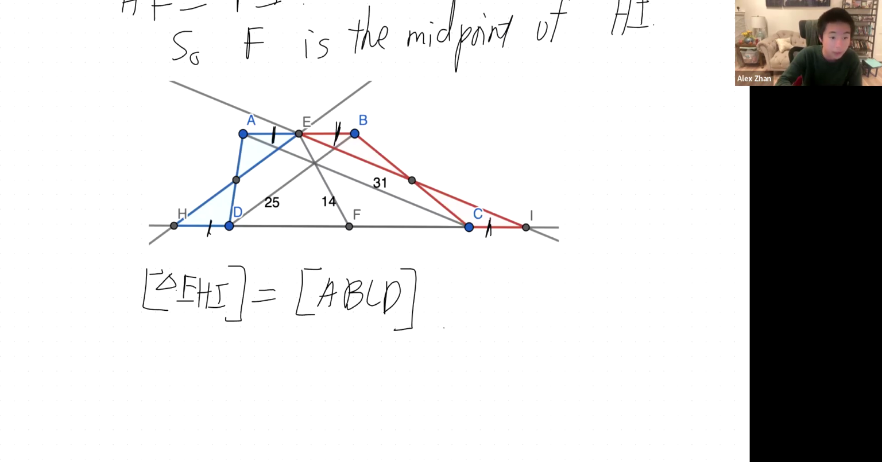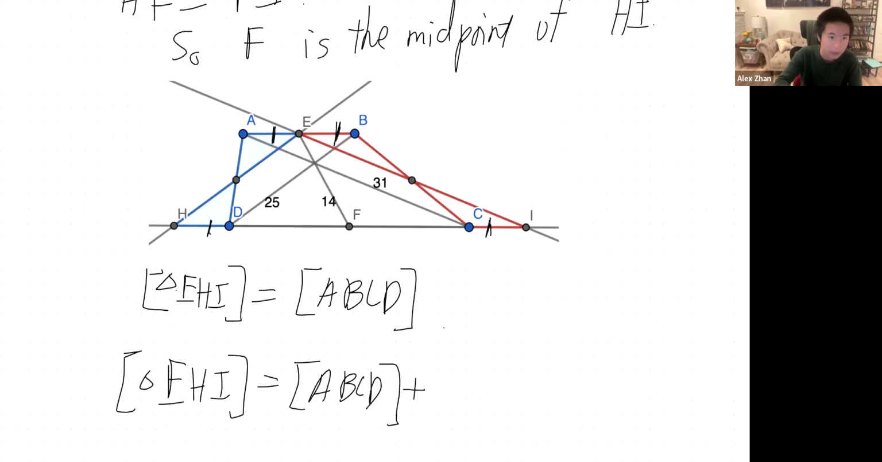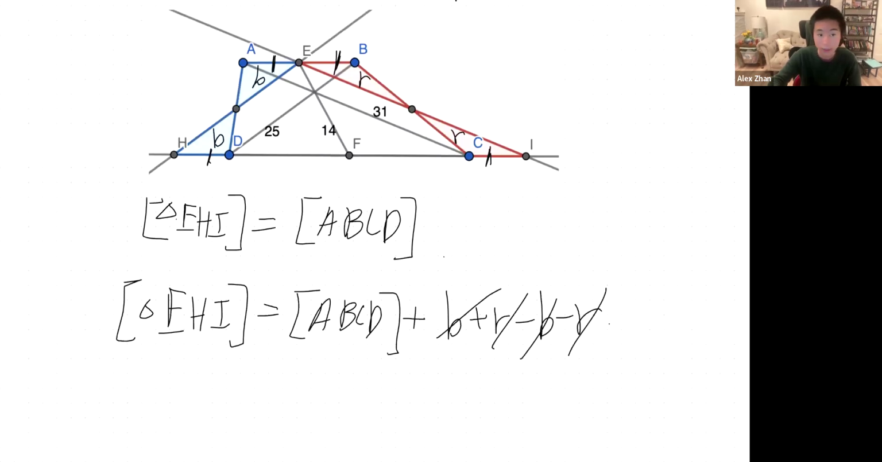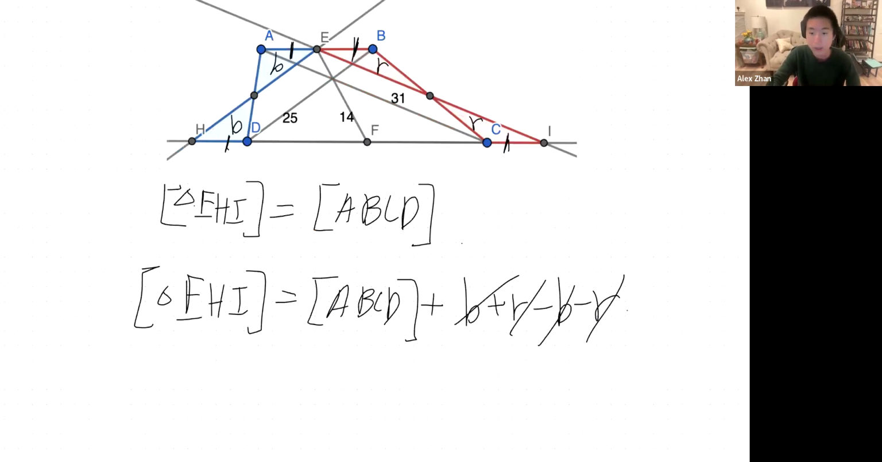So the area of triangle EHI is equal to the area of ABCD plus, I'm just going to call this one blue, blue, and red, red. This is equal to plus blue, plus red, minus blue, minus red. So then these obviously cancel out. So that's leaving us with triangle EHI is equal to the area of ABCD. Okay, now that we have all this, then we will continue.